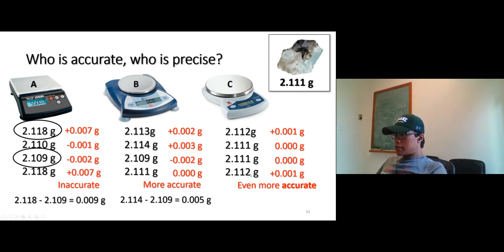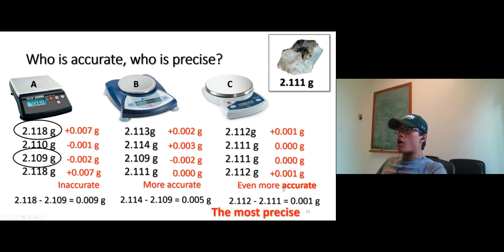All right, in C, the highest number is 2.112 and the lowest number is 2.111. So that's how much they differ from one another, right? So the most precise, of course, is scale C.